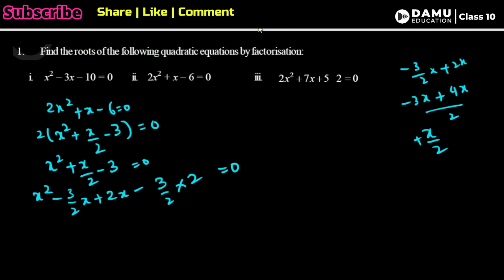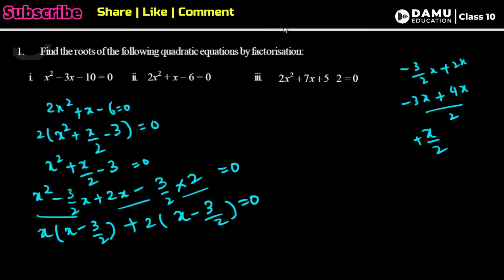So let's take common from these two terms. You can take x common from these two terms. Then if we take x common, what will we get? x minus 3 by 2, plus from these two terms what can you take common? 2 you can take common. Then x minus 3 by 2 will be equal to 0.